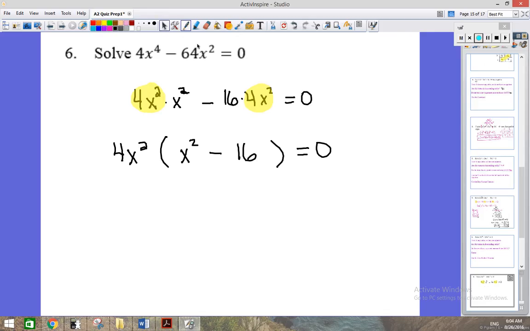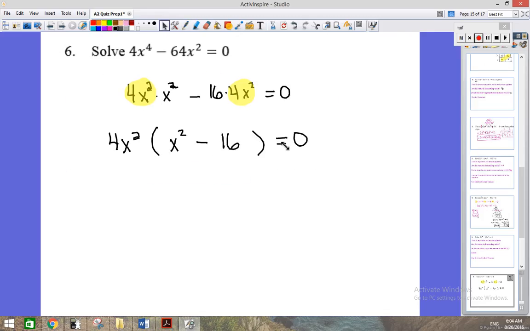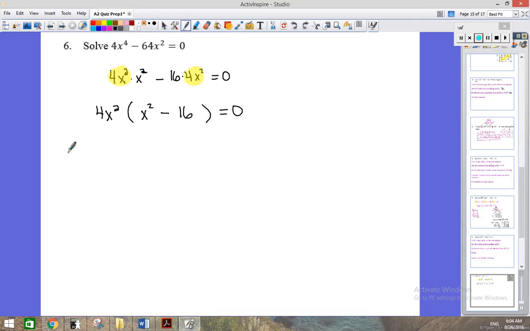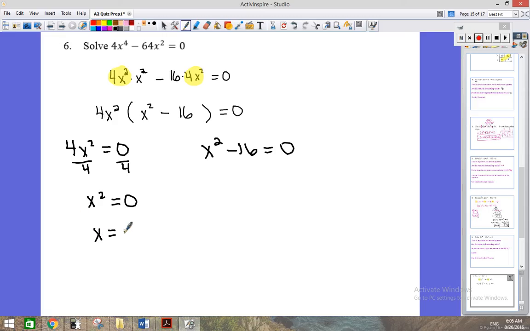Alright. We have this in factored form, so we can split apart the two equations. 4x squared is equal to 0, or x squared minus 16 is equal to 0. Here, if I divide each side by 4, x squared is equal to 0, and it's only 0 times itself, or if you take the square root of both sides, 0 times 0 is 0. Anything else, 1 times 1, 2 times 2, negative 1 times negative 1, all those other values are going to be something different than 0.